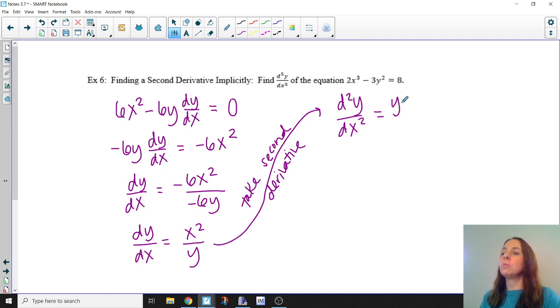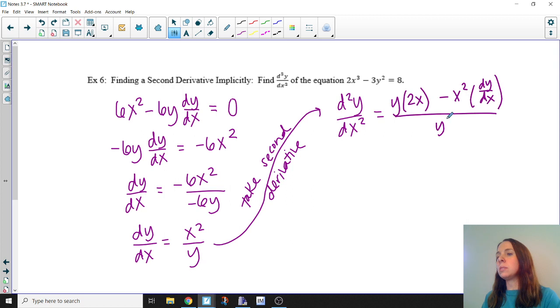Low is y, d high is 2x, minus high is x squared, d low is 1 dy over dx, all over low low, which is y squared.